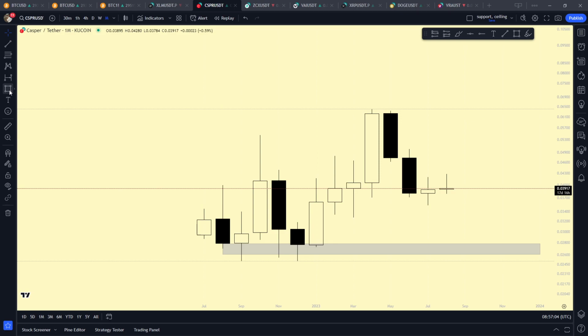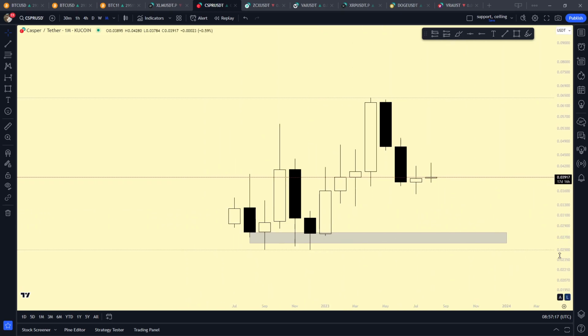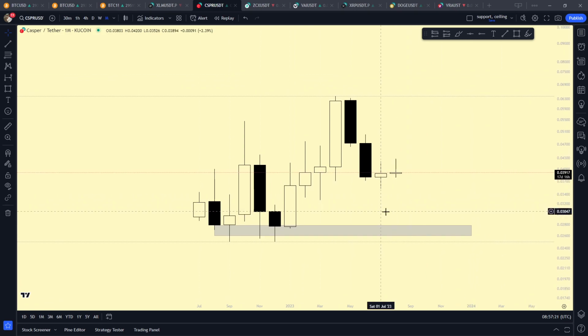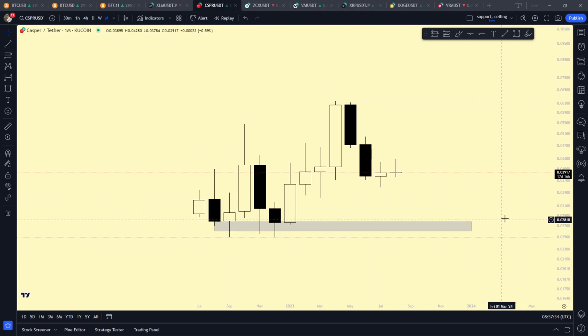All right, so you can see like this all rejects this area, right? So Casper cannot really go below that. Only if Bitcoin does like a 10K per Bitcoin or something, then it's gonna be below here somewhere, like the 2.2 or 2.4 cents per Casper. But I'm not really aiming for that right now.